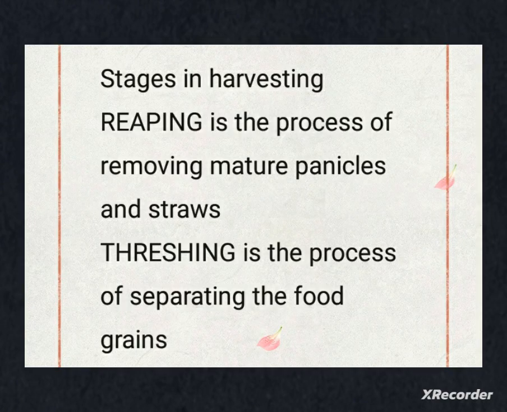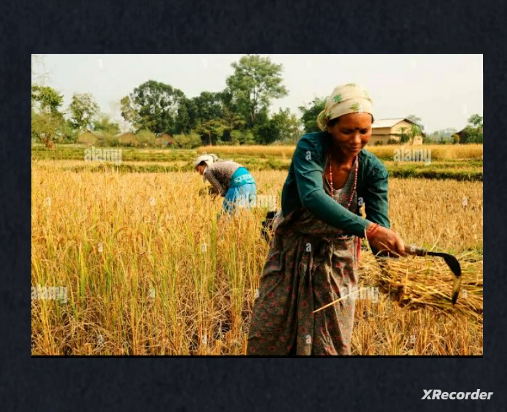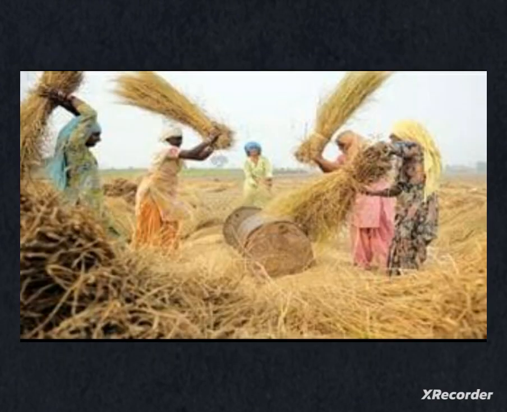Now, coming to the process, stages in the harvesting process. So, what are the stages in the harvesting process? The first one is reaping, the second one is threshing, the next one is cleaning, and the last one is bagging. What do you mean by reaping? Reaping is the process of removing mature panicles or a branch raceme in which each branch has more than one flower and the straws that have grown above the ground. The next step is threshing.